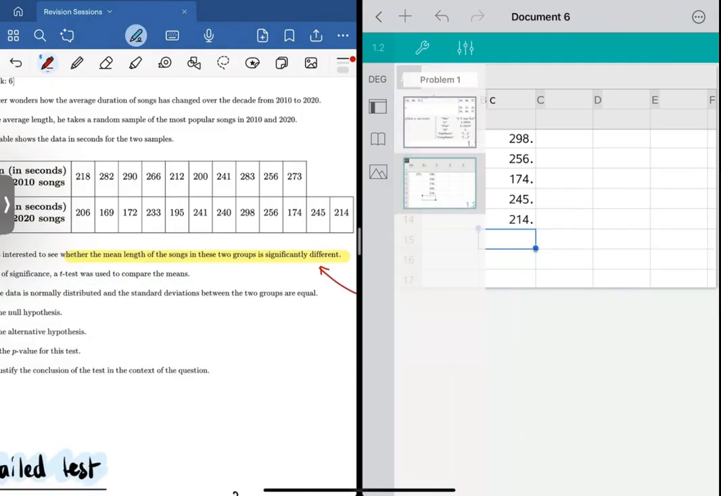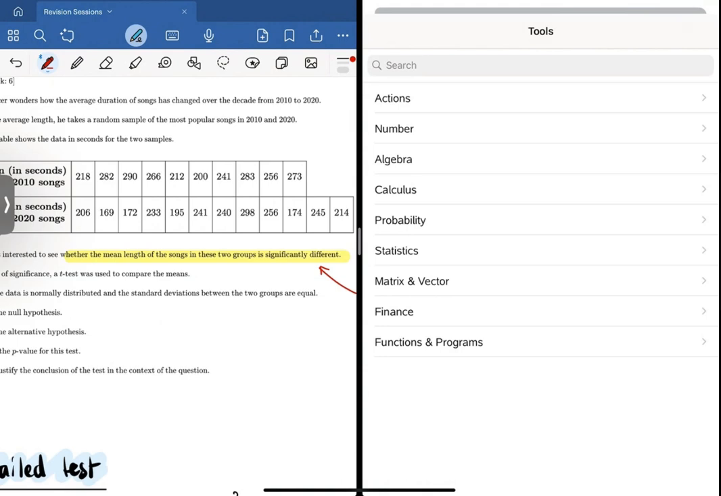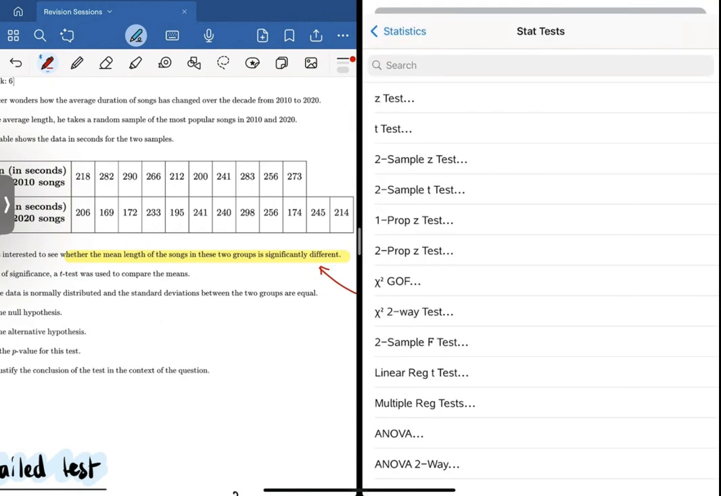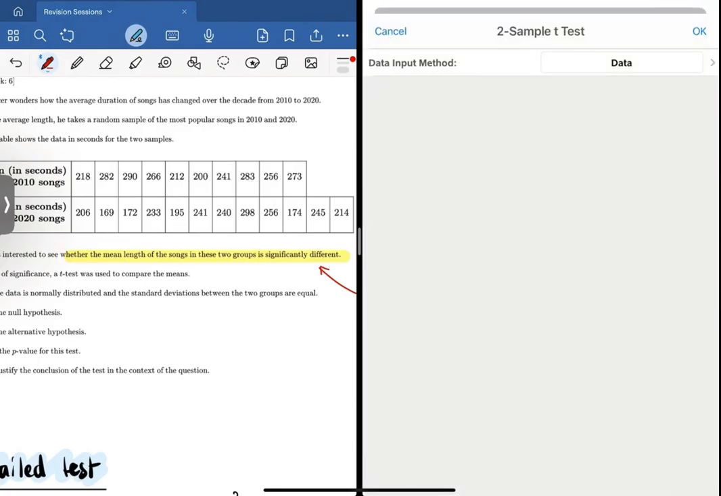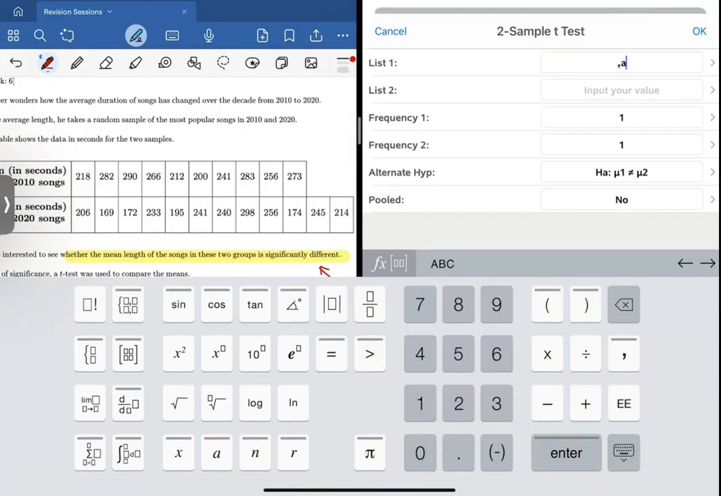You can do it in the spreadsheet, but I prefer to go back to the regular calculator to do my calculations. And we are going to go and find our stat test. So menu, statistics, stats tests, and we're looking for the t-test. Okay, so two-sample t-test, not two-sample z-test, two-sample t-test. Now, my data input method is data. So for my list one, I called it B. And my list two was called C.